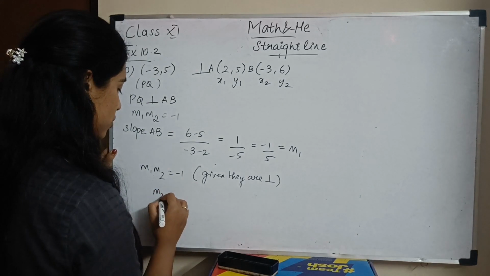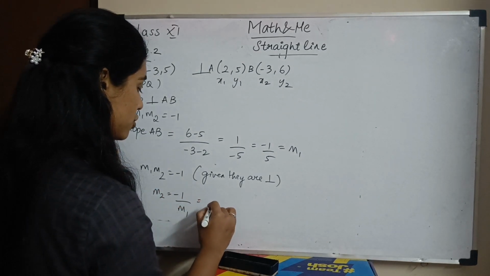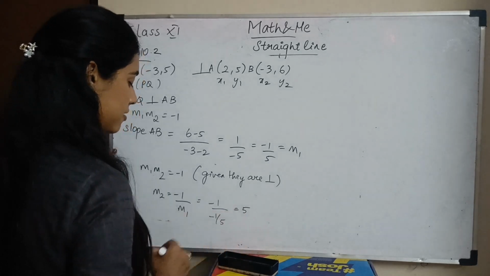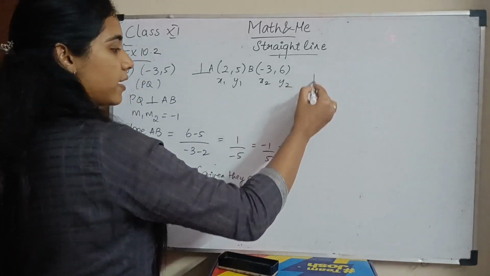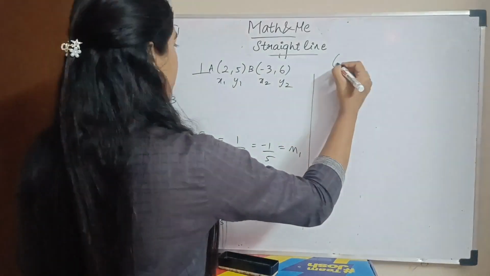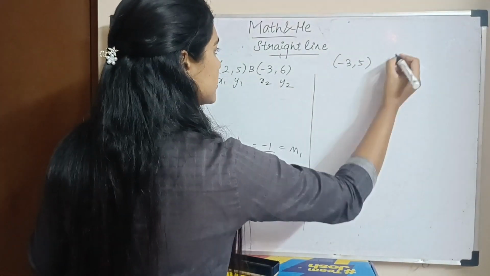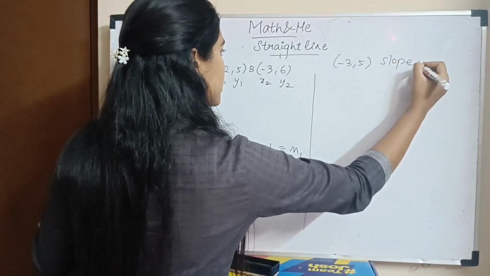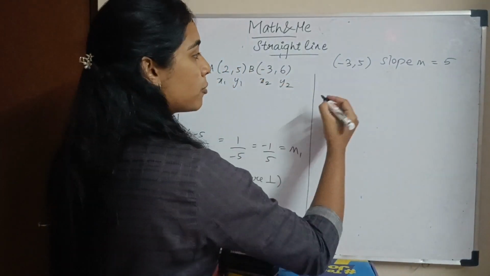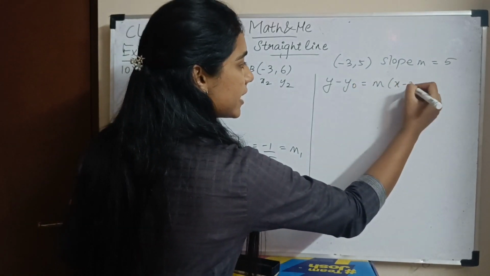So m2 equals minus 1 by m1, which is equal to minus 1 by minus 1 by 5. So I get 5. This is my m2. Now that I know one point and I know the slope, the point is (-3, 5) and the slope m is 5. Using the point-slope form, I get y minus y naught equals m times x minus x naught.